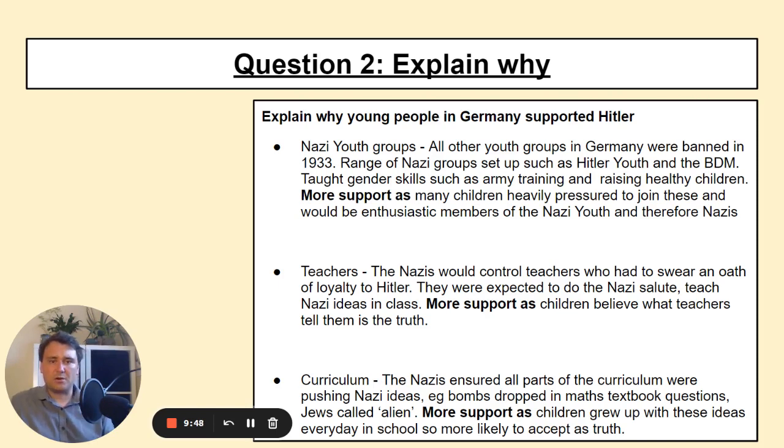And then my final point would be curriculum here, where actually the Nazis ensured in a child's curriculum all their ideas were pushed. So, for example, in maths lessons, there would be questions on how many bombs could be dropped on Warsaw, or the Jews would be discussed as alien Jews, for example. How does this grow child support? Well, children grow up with these ideas every day in school, so they're more likely to accept them as the truth.